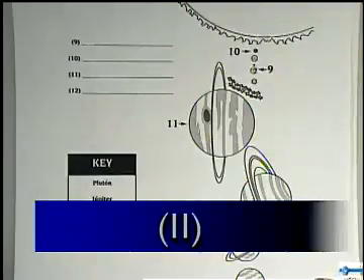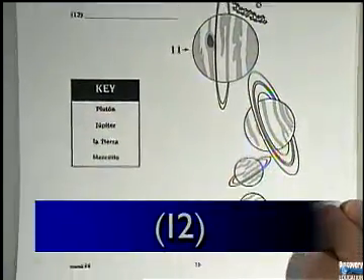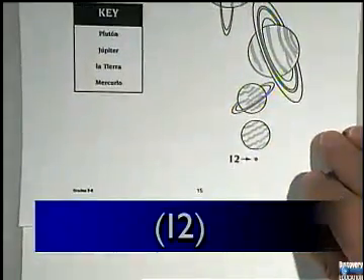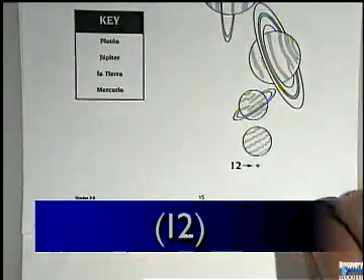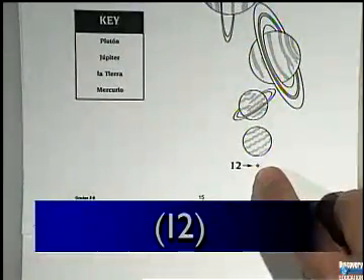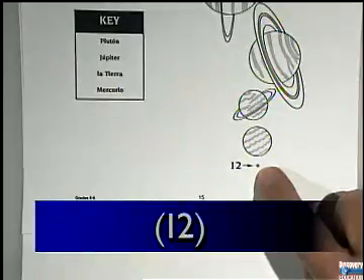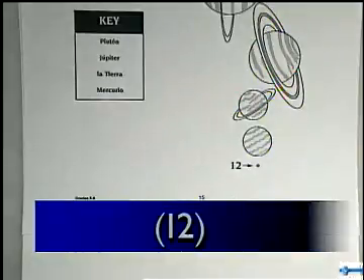And finally, number 12. Now to find number 12, we're going to have to keep going and keep going, to right down here. See if you can find the name of that planet in the key and copy the name of that planet next to number 12.